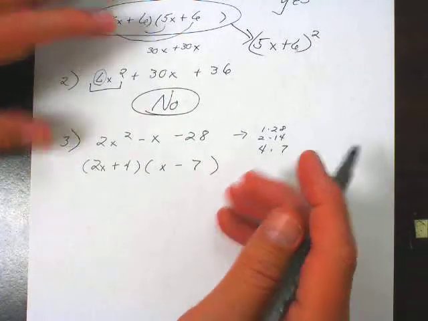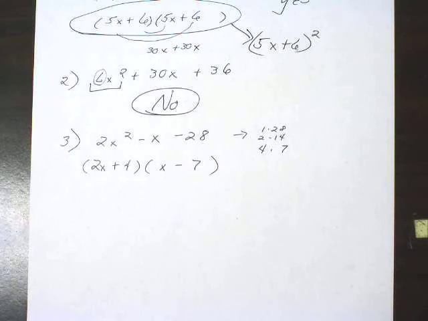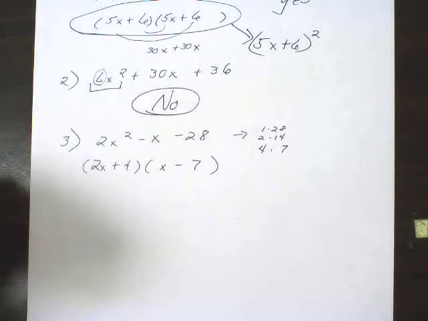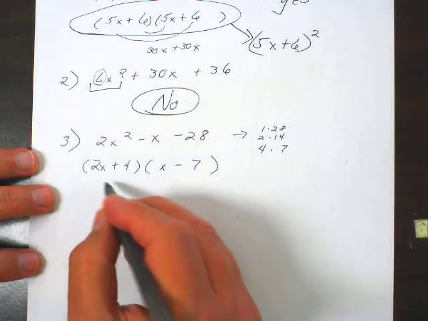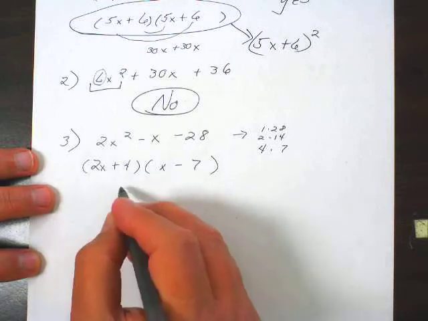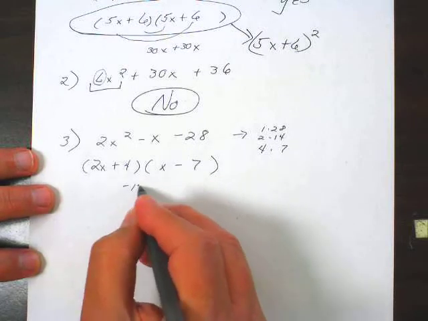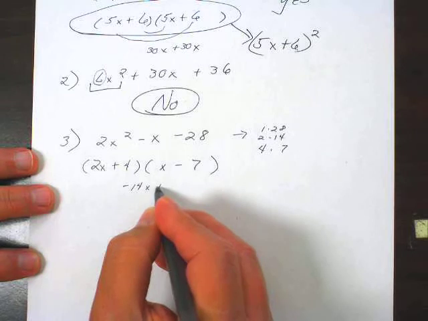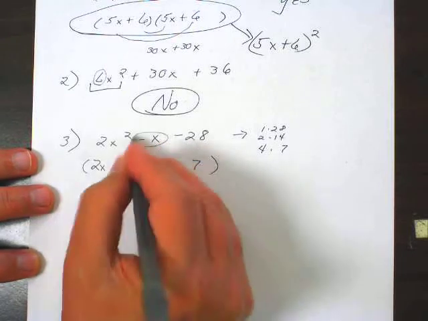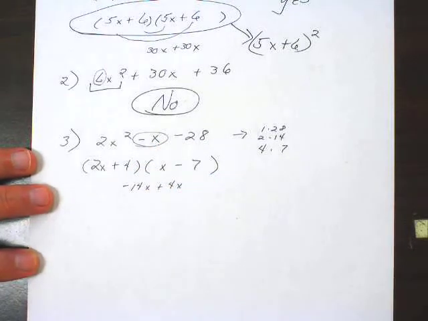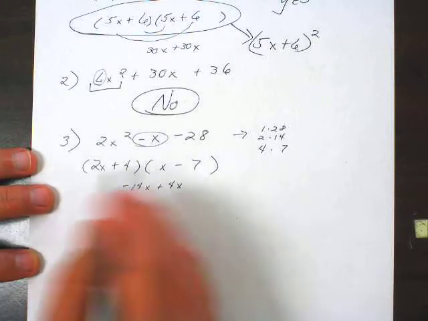And remember, the only way you can tell if that's the right combination is to test it, the outer and the inner test. So Valerie, what does the outer give you? Negative 14x and plus 4x. And does that give you negative 1x? No. Okay, so then it might be that we just need to switch the 4 and the 7 around.